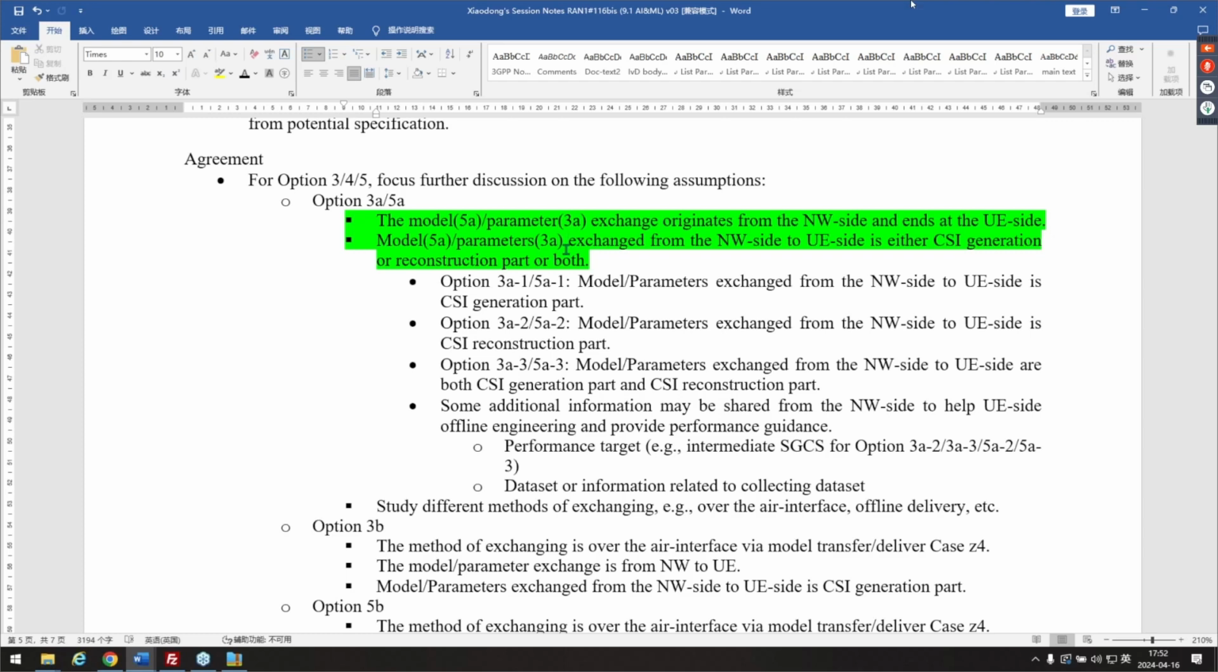No, this one is not about how to organize. Which one? Some additional information in a sub bullet. Which sub bullet? Yes, this one explicitly states that it needs to be shared. We would like to state that the information that needs to be shared needs to be studied. That is for further discussion. Yes, but this is not for discussion purpose. This is a description of 5A and 3, that this information would definitely need to be shared.